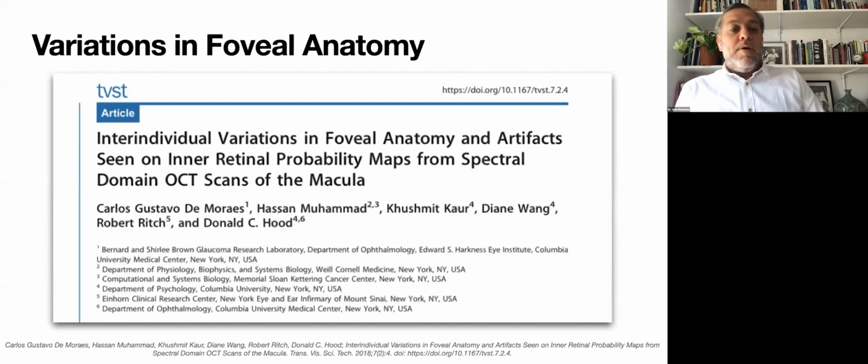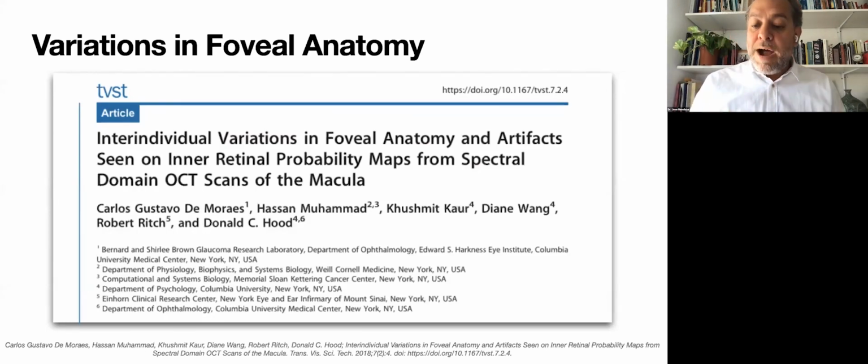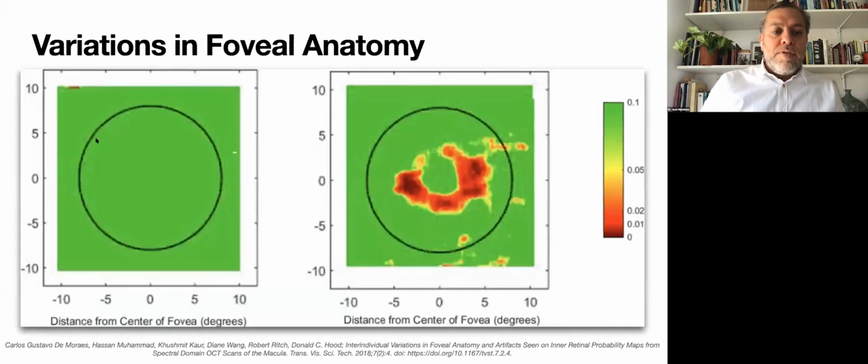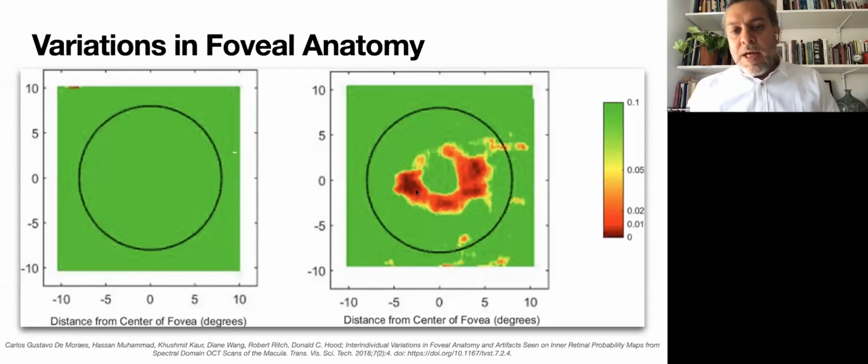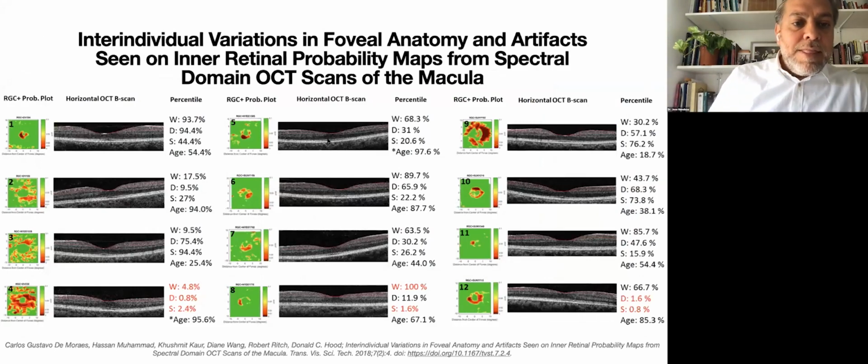There is an interesting paper written by Dr. Gus de Moraes showing the inter-individual variations in the foveal anatomy that show some artifacts. This is what we have: a normal macula without any type of artifacts. And this is what we call a defect of the macula. It could be macular atrophy. It could be due to GCL diminishing in glaucoma patients, but it could also be an artifact. Gus de Moraes described almost 12 different artifacts, depending on the position in which you take the acquisition.